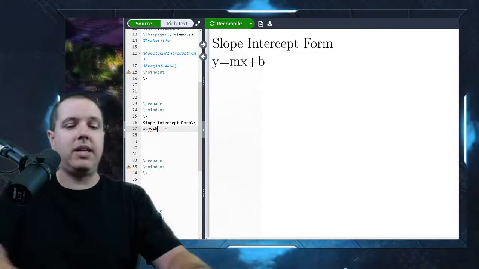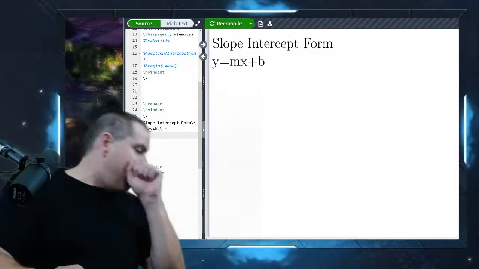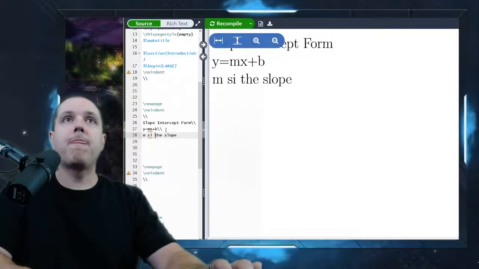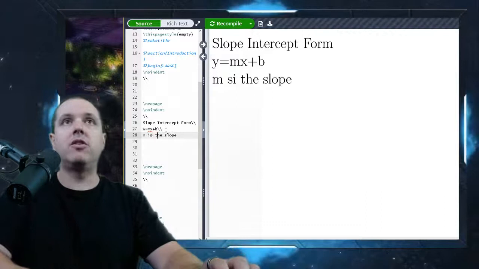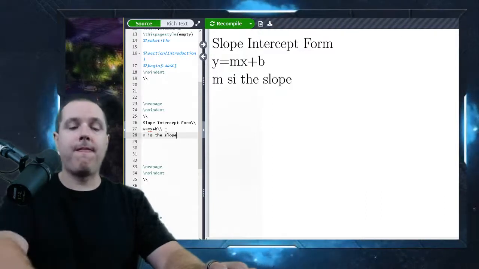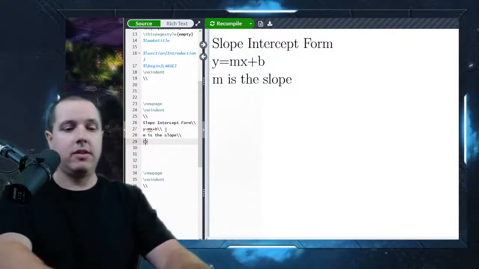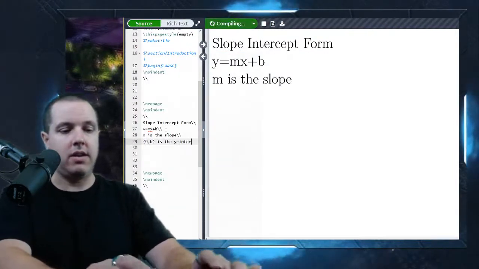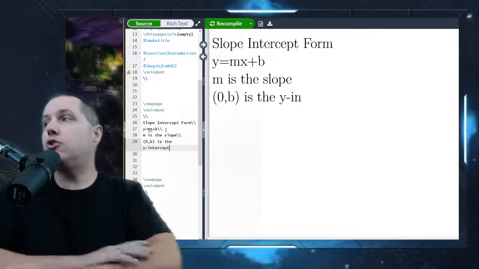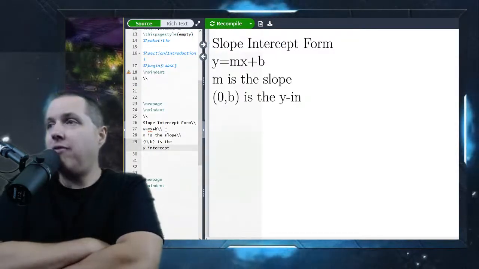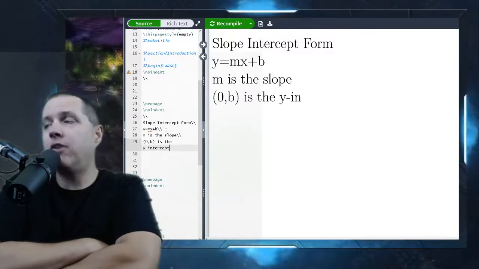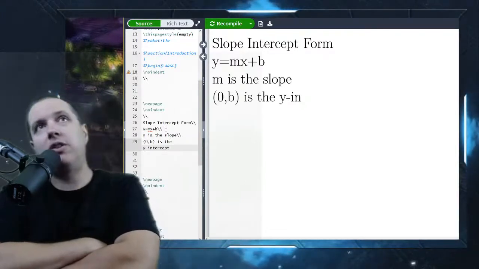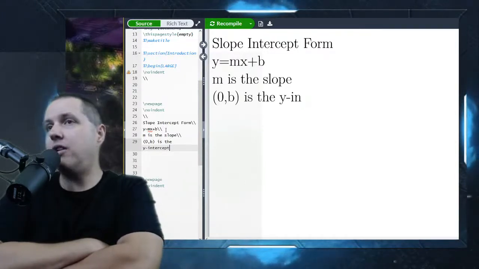Y equals mx plus b. So in this case, m is the slope, and b is the y-intercept. This is super handy because that means if you have the equation of your line in this form, you don't have to calculate the slope. You don't have to take the slope formula out and figure out what the slope is. You don't have to do any kind of calculations.